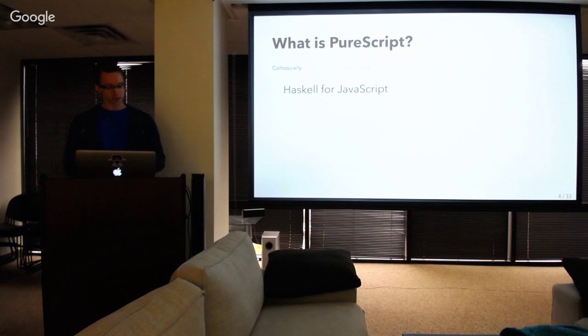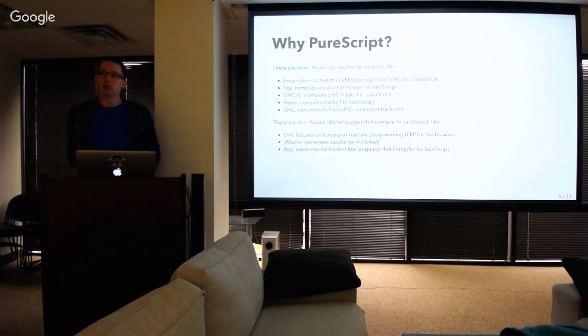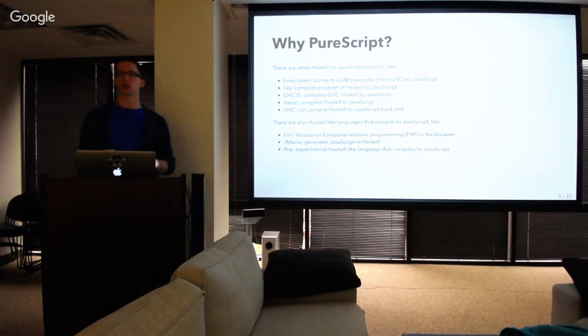There are lots of Haskells for JavaScript. Why would you want PureScript instead of any of them? The ones that I know of are Emscripten, which isn't necessarily Haskell for JavaScript, but it's LLVM for JavaScript, and you can compile Haskell to LLVM and then take that and use Emscripten to turn it into JavaScript. There's also Fay, which is a language that is a strict subset of Haskell, and you can compile it to JavaScript. GHC.js aims to be exactly GHC, which is like the premier Haskell compiler. It is supposed to be that, except instead of compiling down to native code, it compiles to JavaScript. So it tries to support everything that Haskell does.